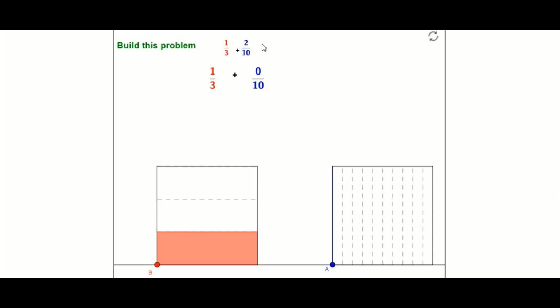So I need to shade 2 parts out of the 10 equal parts. So it's going to be 1, 2. And there is my fraction: 2 parts out of 10. Now to add these two fractions, I need to combine these two representations, these two models of the fractions. So I'm going to combine them.